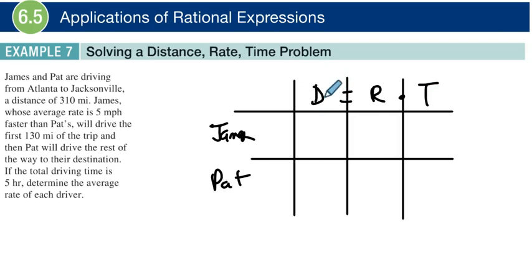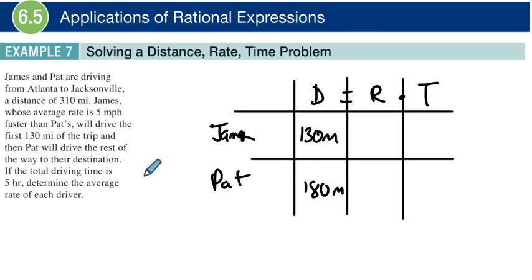Okay, so let's talk about distance. Well, we know that the total distance between both of them is 310, and they give us a little clue here that James is going to drive, right? James will drive the first 130 miles. Okay, so 130 plus another 180 will give us 310. So that's how I know what the distance is, because it told us what James was. So he must have picked up the rest of the tab to equal our total of 310.